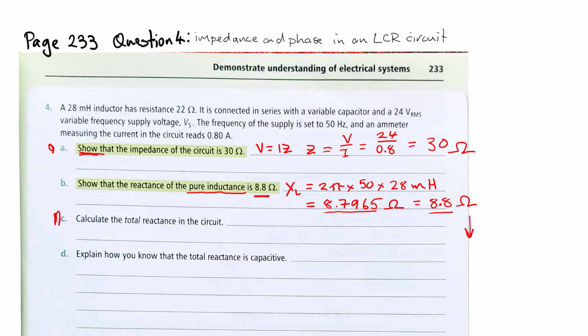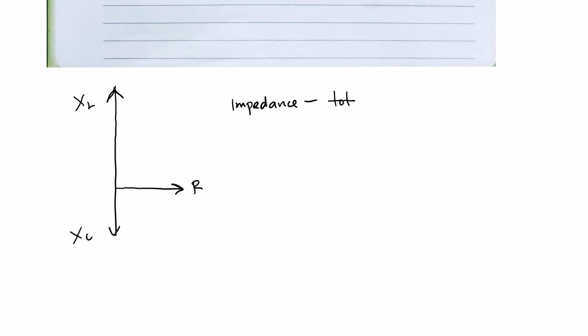Okay, part C, calculate the total reactance of the circuit. In order to do that, we're going to look at a phasor diagram. Now remember, when we are talking about reactance, impedance and resistance in an AC circuit, we think of this: the inductive reactance leads the resistance, which leads the capacitive reactance by 90 degrees each time. So we can combine these to find the impedance. The impedance is the total of the two reactances plus the resistance.